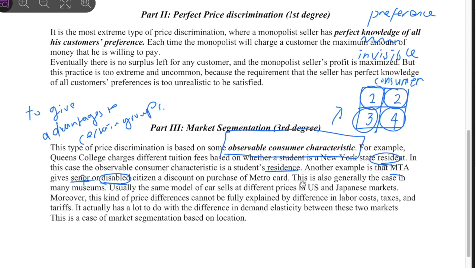This is also generally the case in many museums, and usually the same model of car sells at different prices in the US and Japanese markets. Moreover, this kind of price difference cannot be fully explained by the difference in labor costs, taxes, and tariffs. It actually has a lot to do with the difference in demand elasticity between the two markets, in this case of market segmentation based on location. So let's go back to the whiteboard and make it a little clearer.